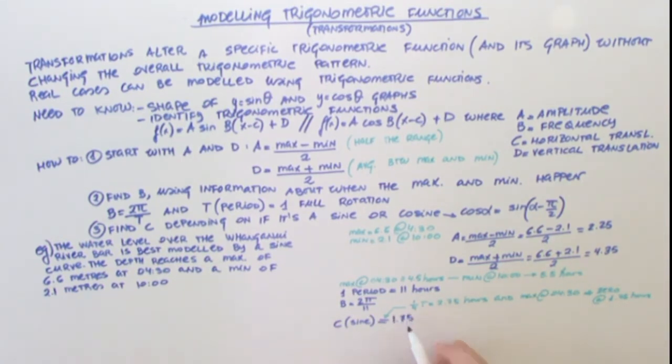If I'm going to use a cosine, then I need to think about when the maximum happens, in this case at 4.5 hours. It should happen at 0, so all of that is the horizontal translation, the c.